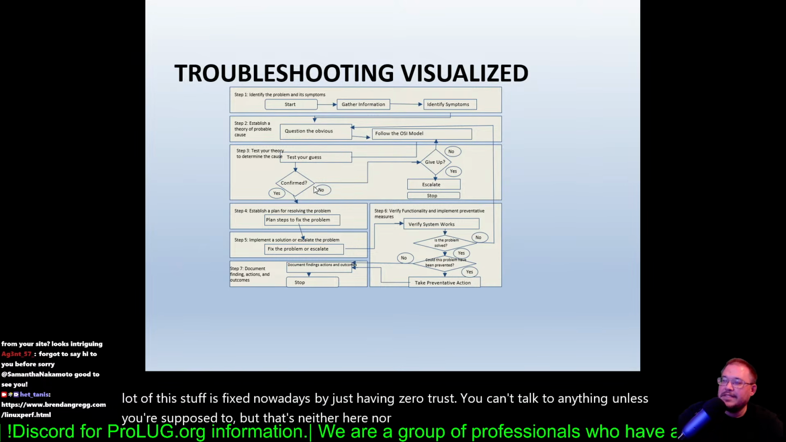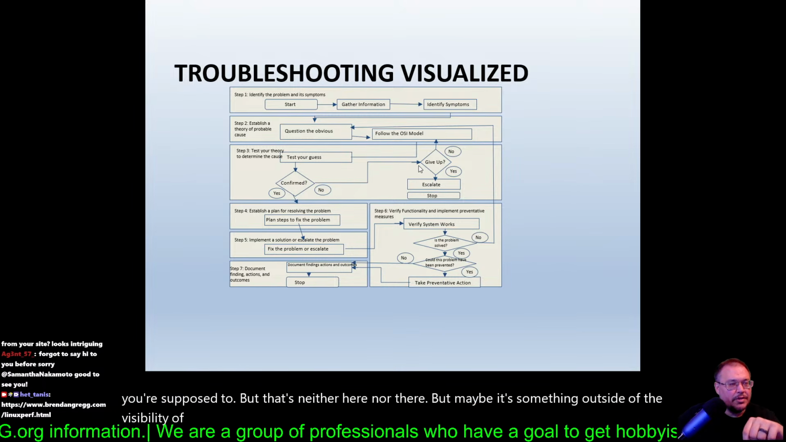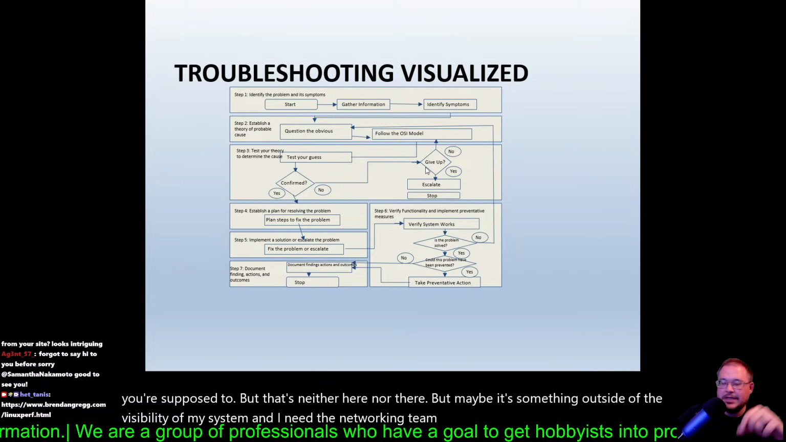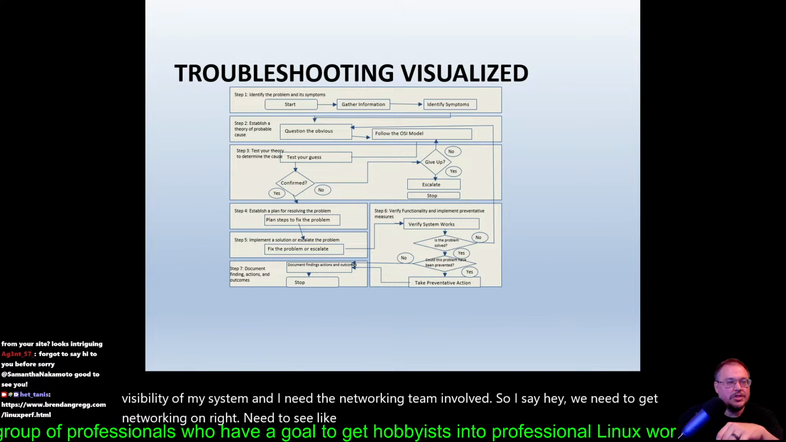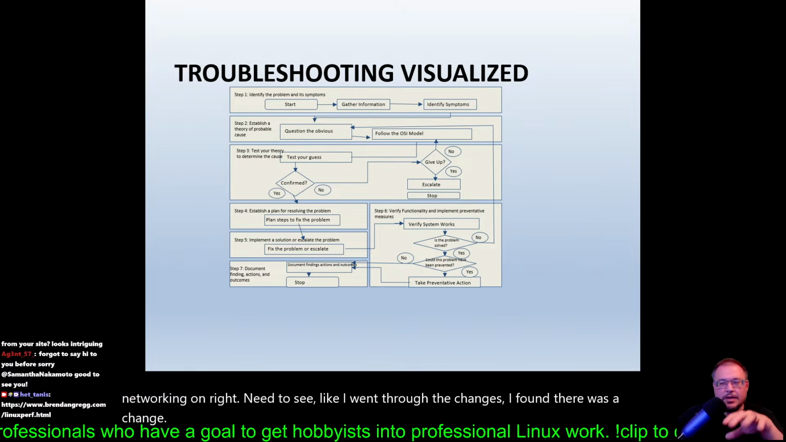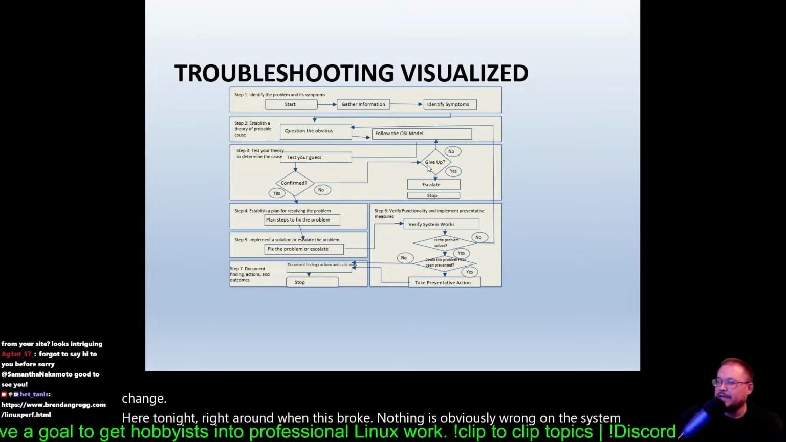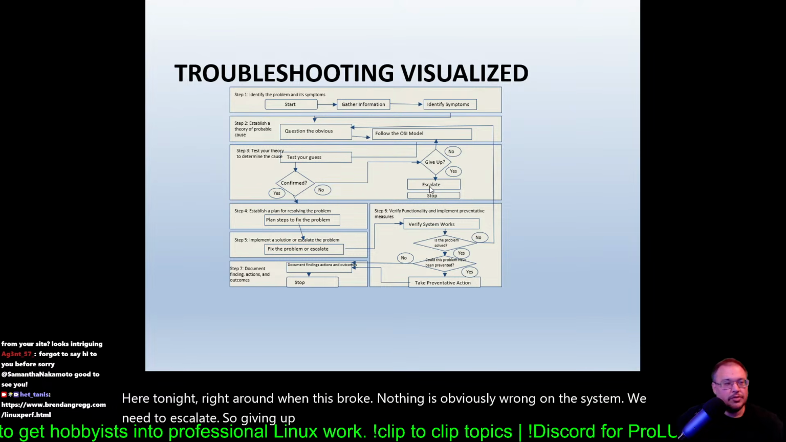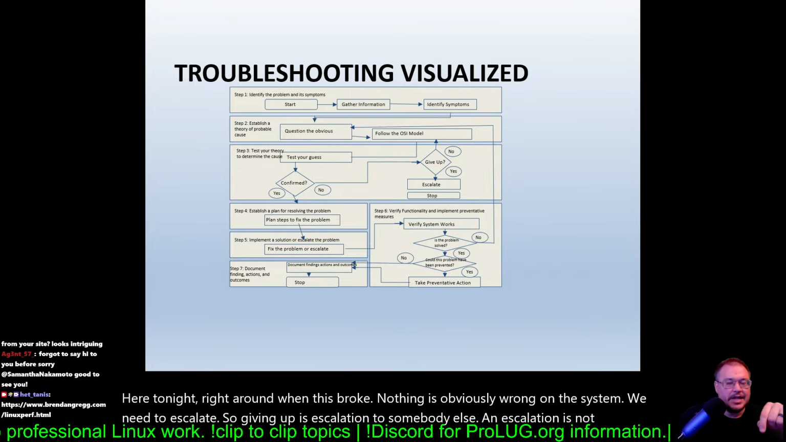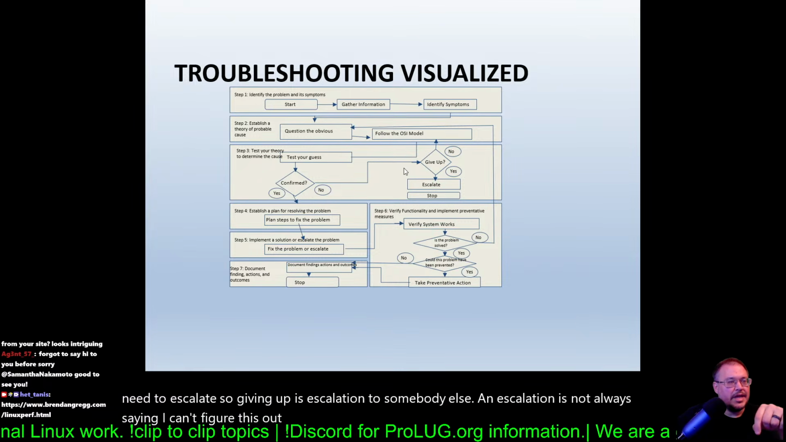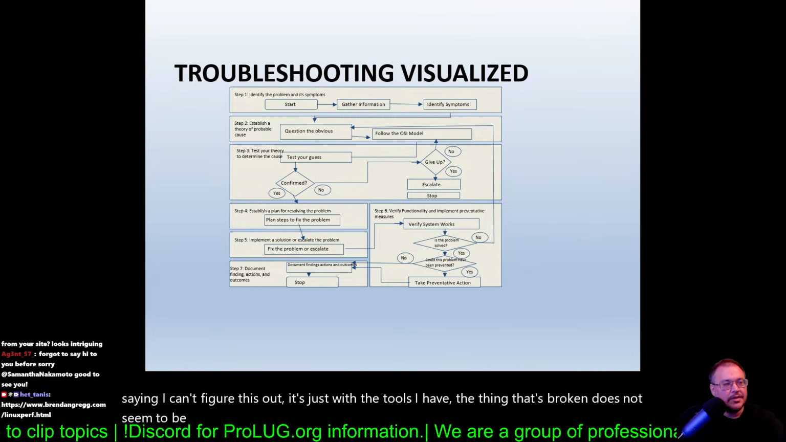But maybe it's something outside of the visibility of my system, and I need the networking team involved. So I say, hey, we need to get networking on, right? I went through the changes. I found there was a change earlier tonight, right around when this broke. Nothing is obviously wrong on the system. We need to escalate. So giving up is escalation to somebody else. And escalation is not always saying I can't figure this out. It's just that with the tools I have, the thing that's broken does not seem to be on the system. We need to go check elsewhere.